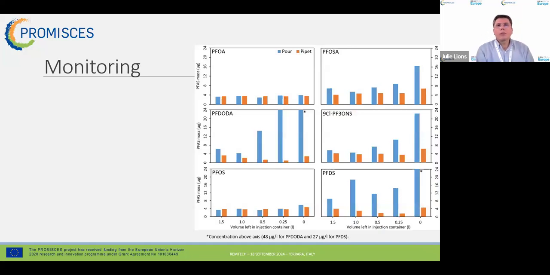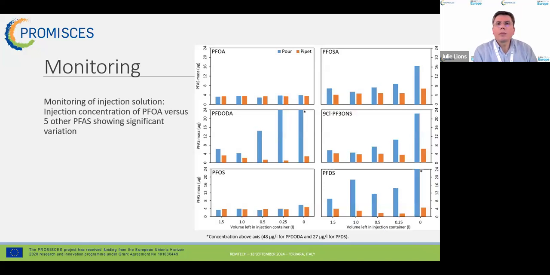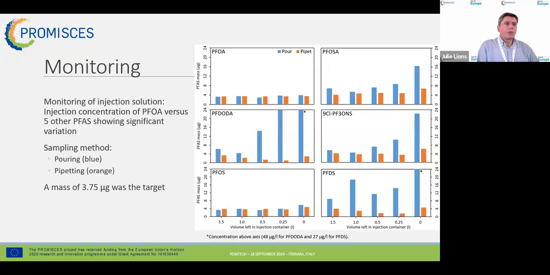Here are the results of the injection solution monitoring. On the top left, we have PFOA, which behaved as we expected. In blue, we have the pouring technique, and in orange, the pipetting technique. The target was a mass of 3.75 micrograms. As you can see, PFOA had a decent result. But these other 5 PFAS were very surprising to us. We see that especially the longer chains, such as PFDODA, have extremely high concentrations when pouring from the top, which probably means that these PFAS were all aggregated at the air-water interface.